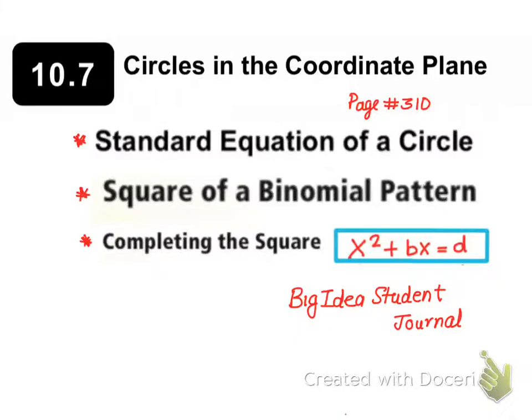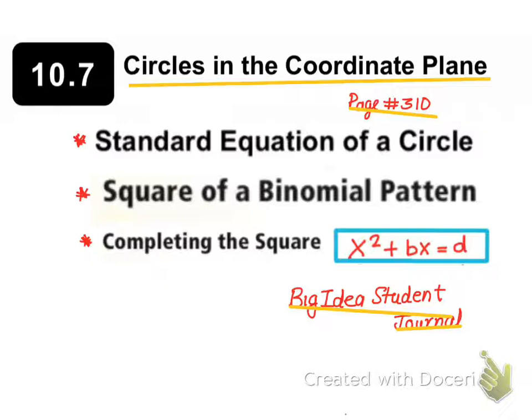Hello geometry students, today we are going to do the last section of chapter 10, circles in the coordinate plane. This is from the Big Ideas Student Journal, on page number 310, and we are going to learn three things here.